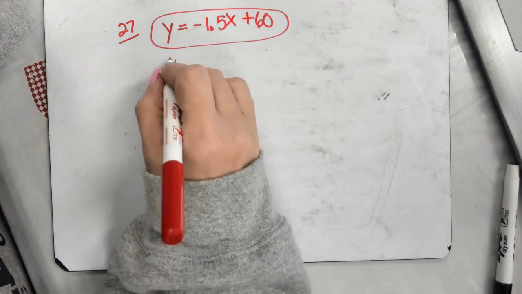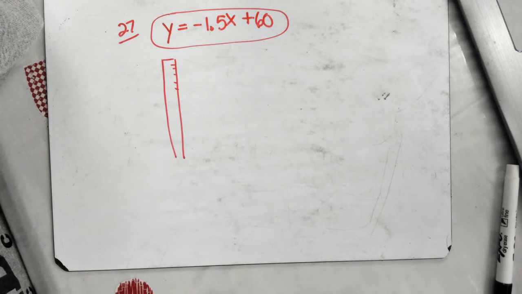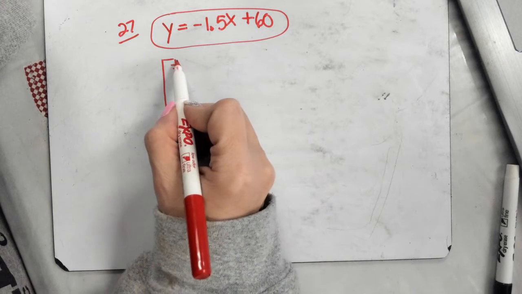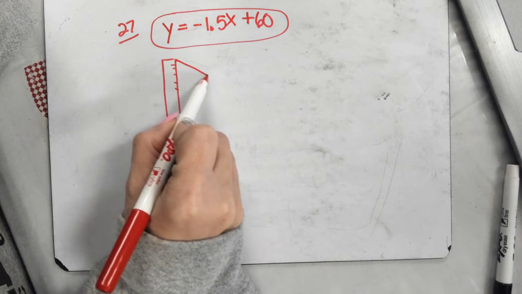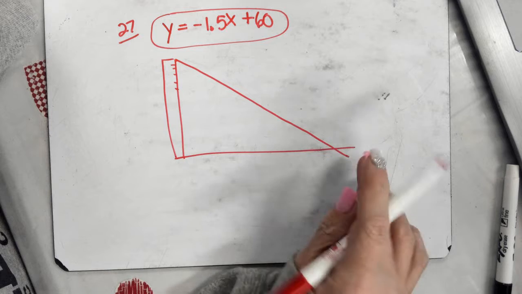So let me just draw you a little picture. You're up here on this building down here, okay? And you're up here and you throw this airplane down. How long before this paper airplane hits the ground?